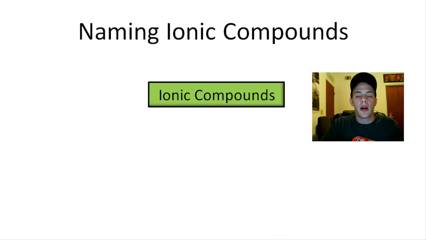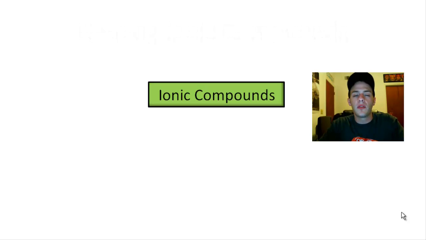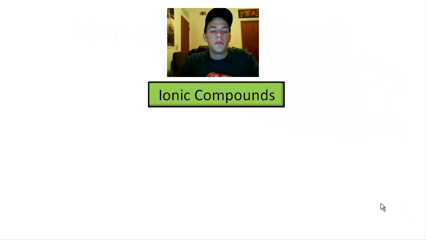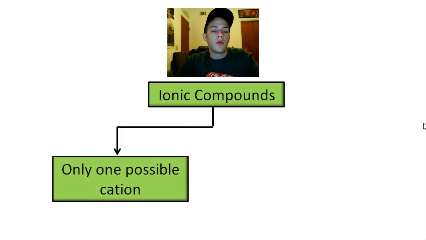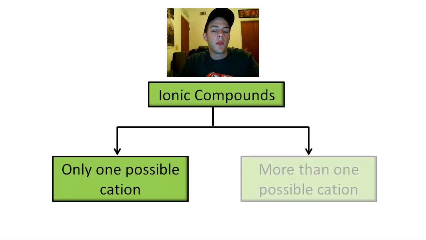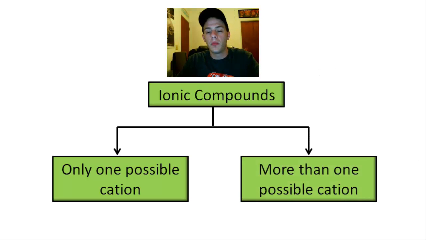So let's talk about naming ionic compounds. We talked about writing the formulas for them briefly, but let's talk about how to name ionic compounds. In the context of naming ionic compounds, there are really two main types: when there's only one possible cation, meaning we have a metal that only forms a cation that has one charge, and ionic compounds in which the metal forms more than one possible cation. The way that we name them is going to be different depending on which scenario we have.